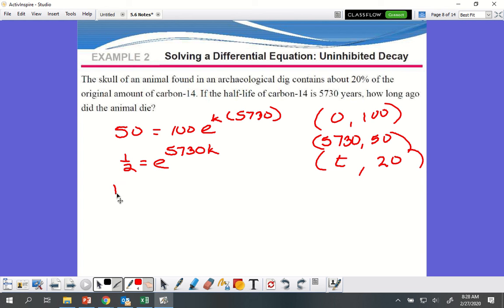If I ln both sides, it's going to be ln of 1 minus ln of 2 equals 5,730k. I use the ln rule there because if I have a fraction inside of ln, it's the top minus the bottom. If it's a multiplication, it would be a plus sign. That's super helpful because what's ln1? ln1 is 0. Whenever I can get rid of part of my stuff, it's going to be helpful.